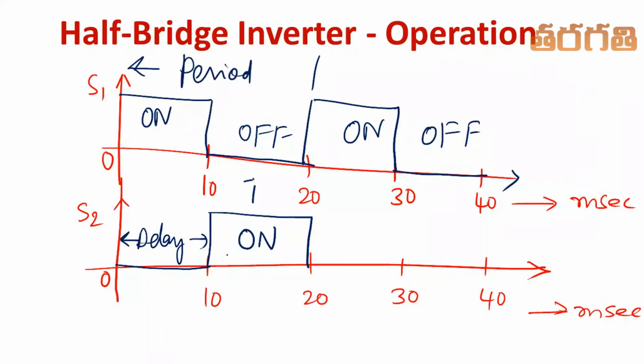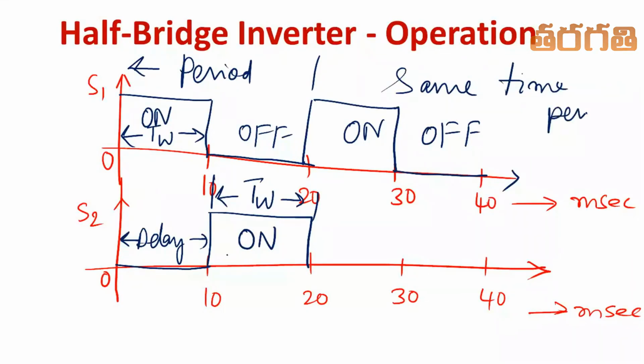And this is called the width of the pulse. This is also the width of the pulse. Width of the pulse is nothing but the time for which the pulse is having high value. If you observe the pulses that are applied to S1 and S2, both have the same time period and the same width. So this is a pulse width, time period equal to 20 milliseconds.